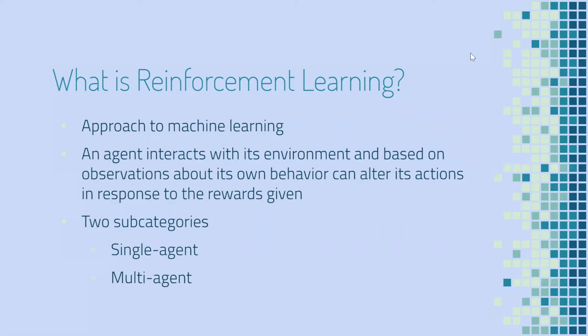Reinforcement learning is an approach to machine learning in which a system learns from data rather than from explicit programming. In reinforcement learning, an agent interacts with its environment and, based on observations about its own behavior, can alter its actions in response to the rewards given. This way, successful decisions will result in the process being reinforced because it solves the problem the best.